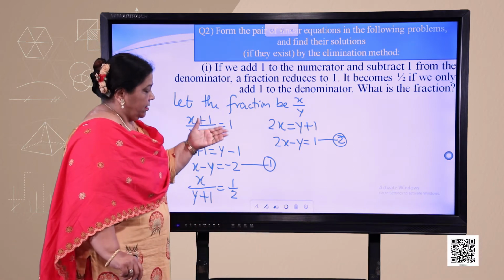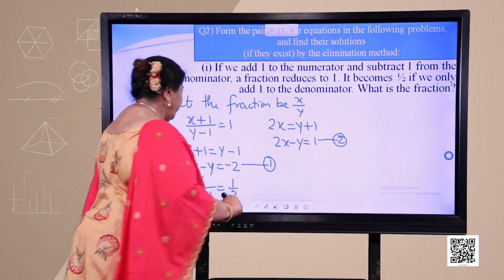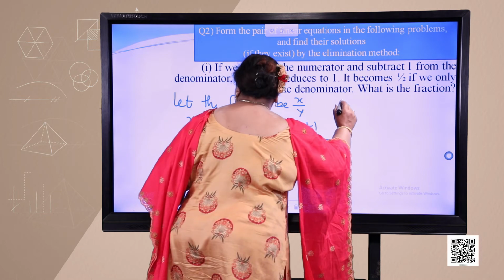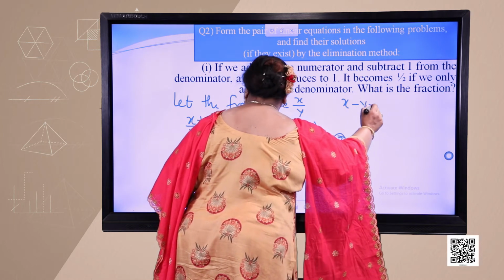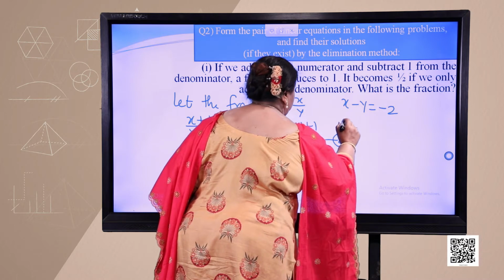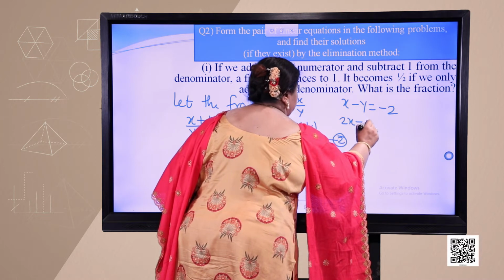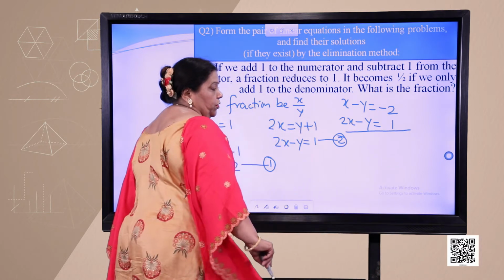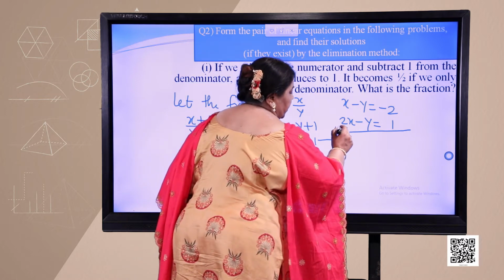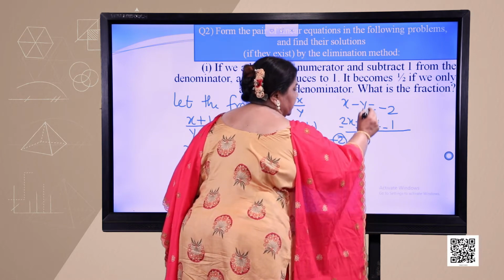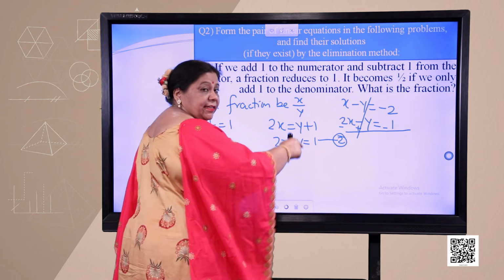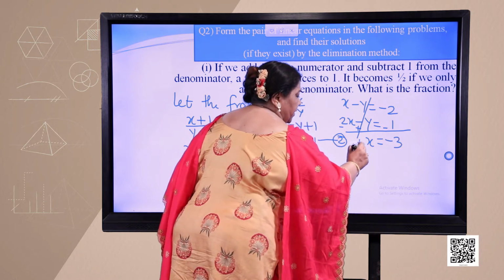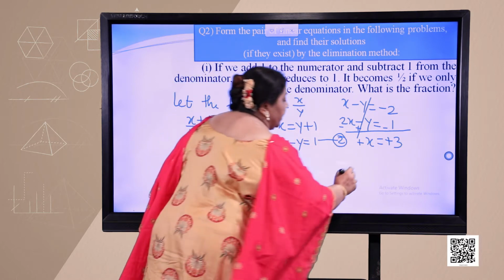So, by elimination method, what do we observe here? The coefficients of y are already equal. So, we will subtract: x minus y is equal to minus 2 is first equation, and 2x minus y is equal to 1 is second equation. You can observe the coefficients of y are same. So, same sign we subtract and y gets cancelled. What is x minus 2x? It is minus x, and here I get minus 3. Minus on both sides get cancelled and x is equal to 3.